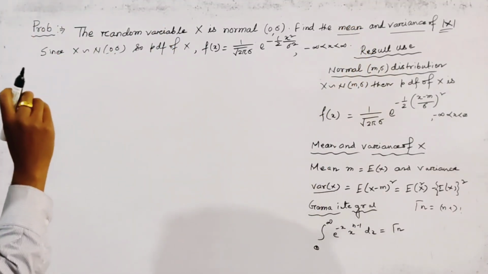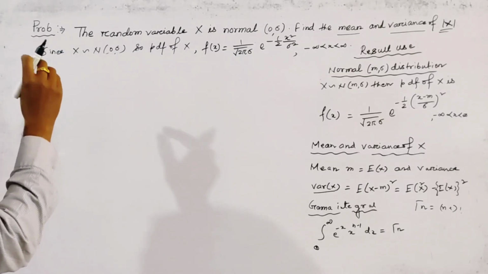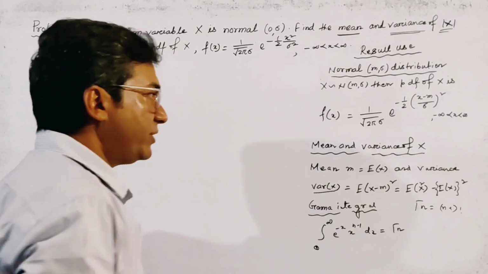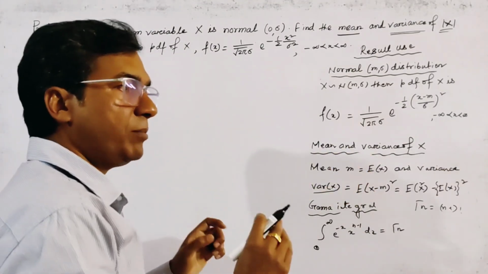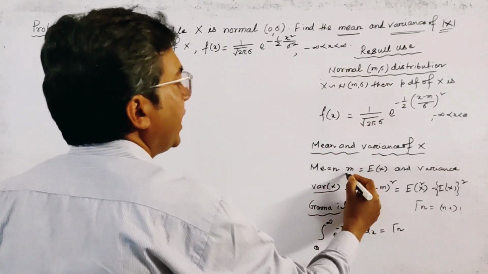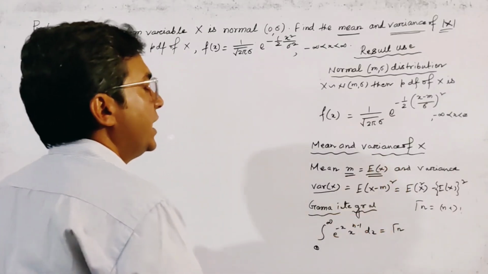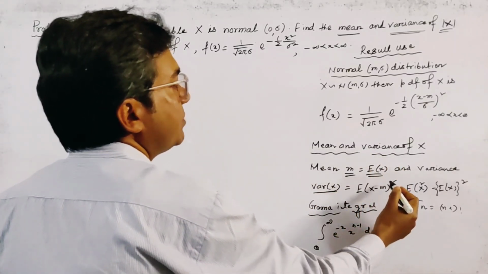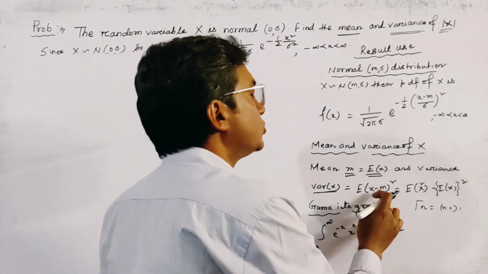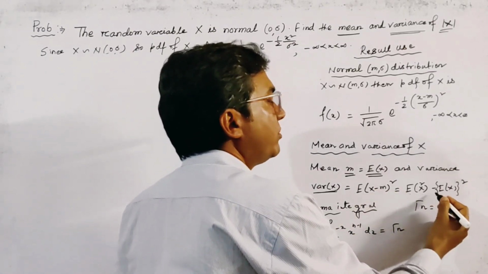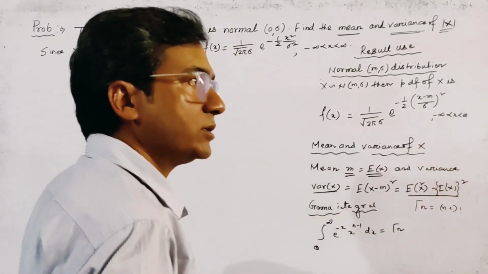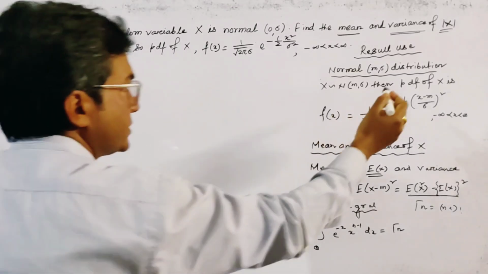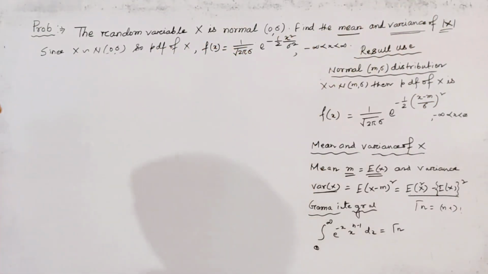Now we first understand the definition of mean and variance. The mean of a random variable x is m, this is expectation of x, and the variance, var x, is given by expectation of (x minus m) whole square, and it can also be written as expectation of x square minus (expectation of x) whole square. Okay, so we first find the mean of mod x.